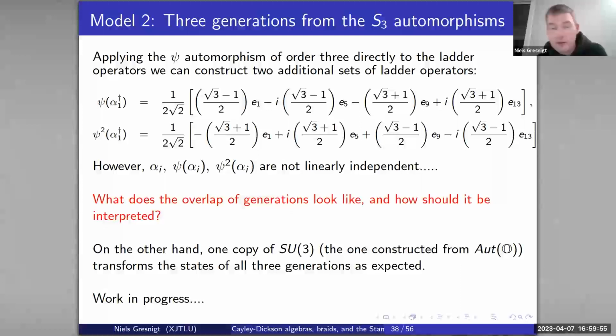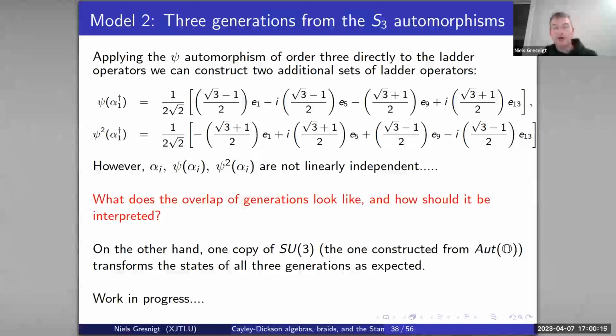On the other hand, in this construction, it seems like you would only have 1 copy of SU3 that works correctly in all 3 generations. So that's quite nice, because then you don't have to introduce 3 generations of gluons. But this is very much still a work in progress. So this is sort of where I'm at.